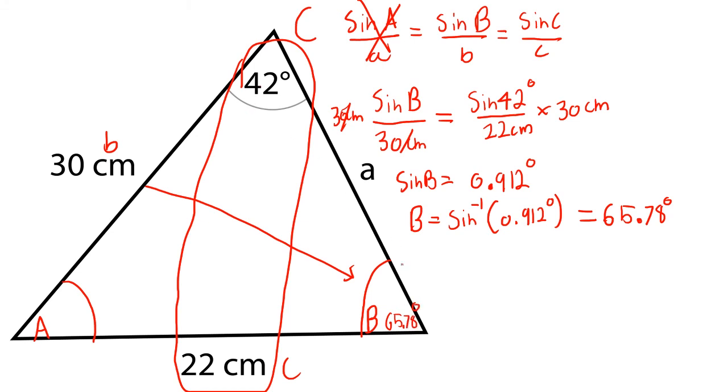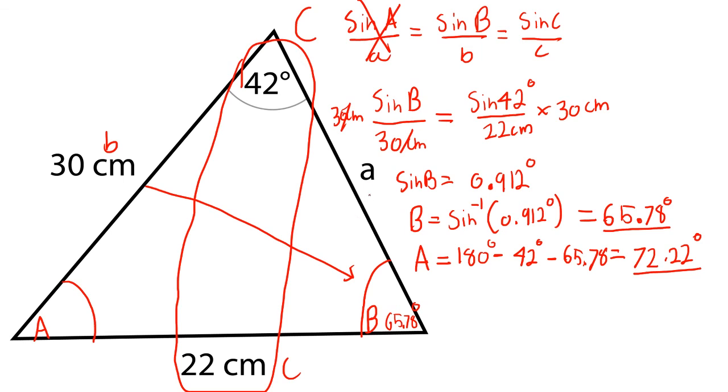So now that we have two angles and we're just solving for one, we can now solve for angle A because we know there are 180 degrees in a triangle. Therefore angle A equals 180, then subtract off the 42 degrees, and then subtract off the 65.78 degrees. And that leaves us with 72.22 degrees left in the triangle for angle A. So now that we have found both angle B and angle A, there's only one variable left in this entire thing, little a. So we can put our 72.22 over here.